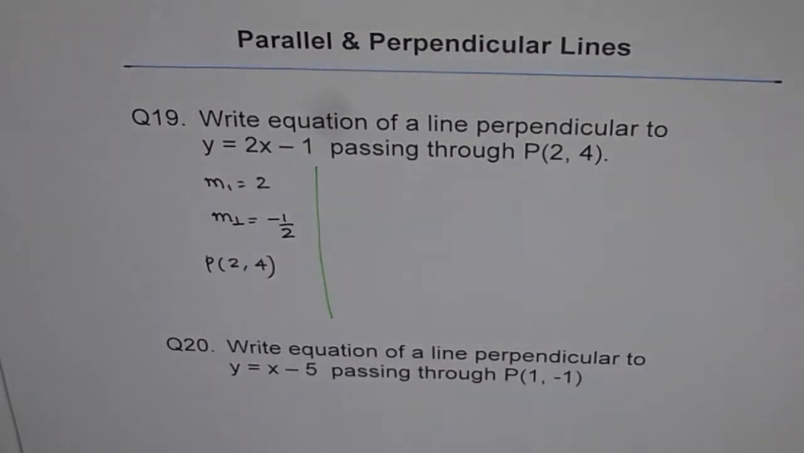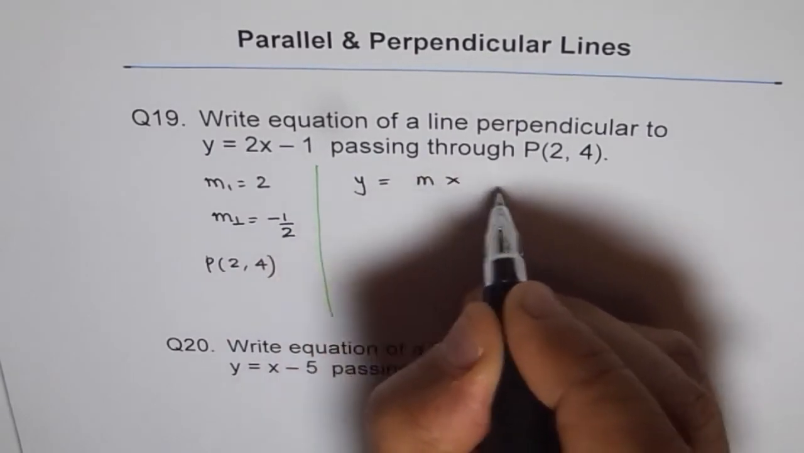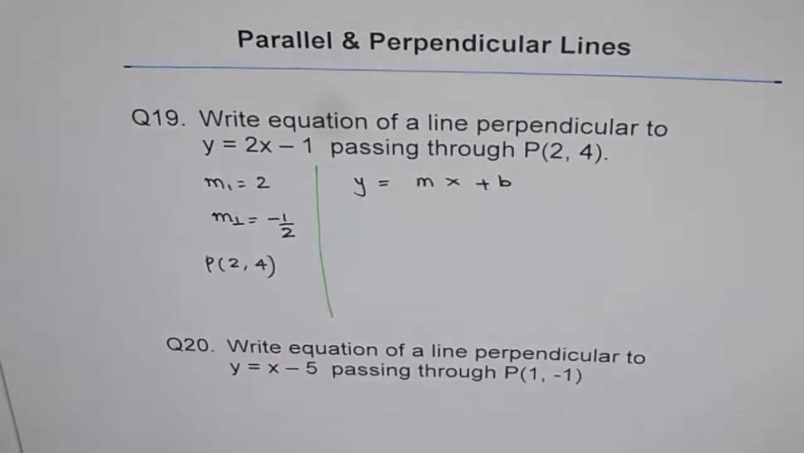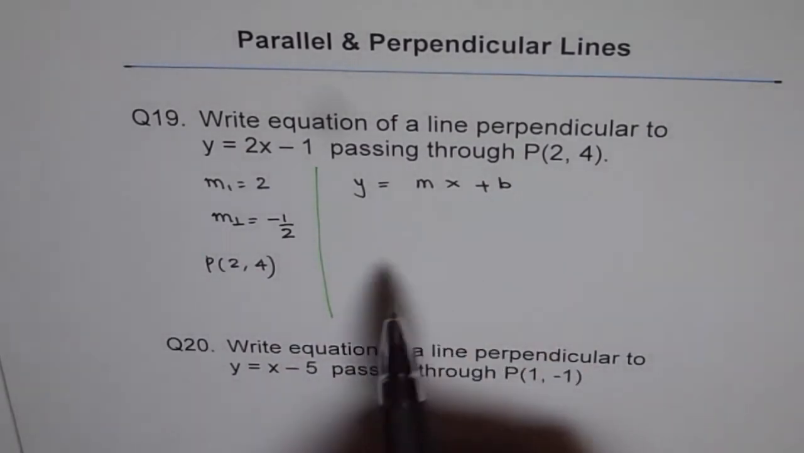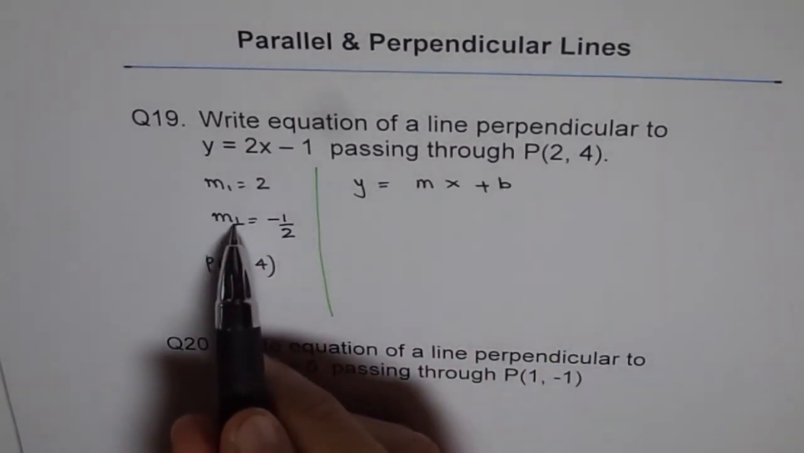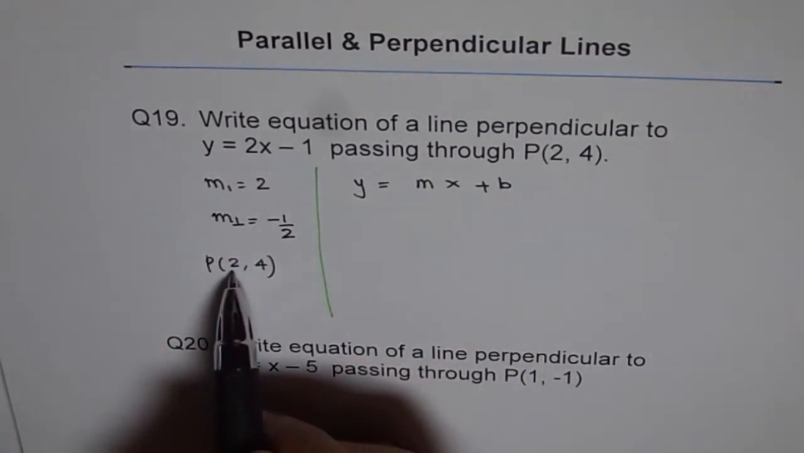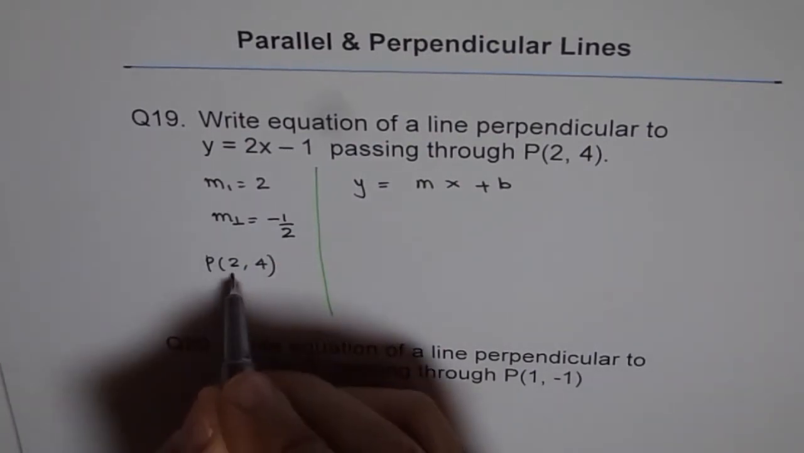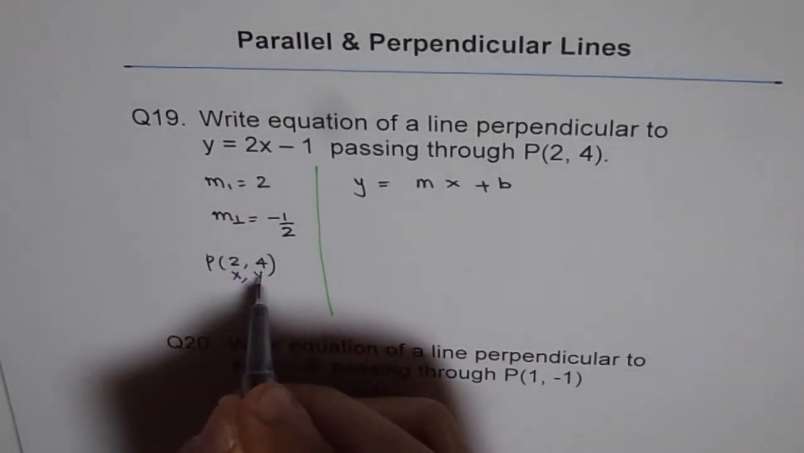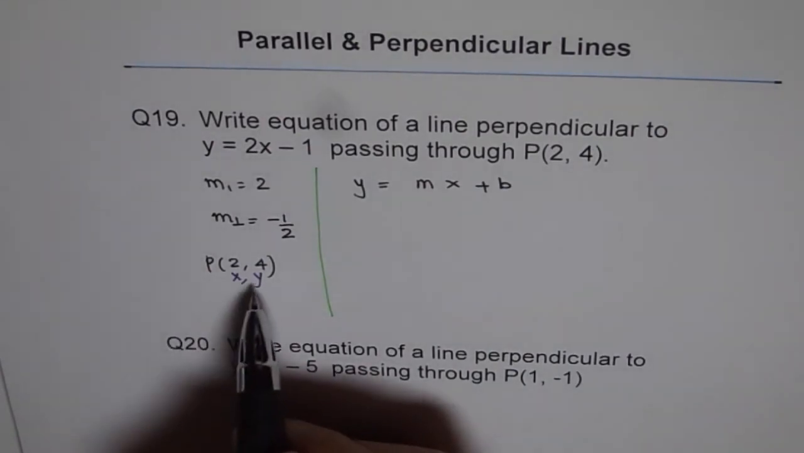So let the equation be of the form y = mx + b. That is a good form of equation like given here. It gives slope and y-intercept. So from here we know what the slope is. Slope is minus half. And the point is (2, 4), where 2 is the x value and 4 is the y value, correct? So here 2 is my x value and y value is 4. So what we will do is we'll substitute y = 4.